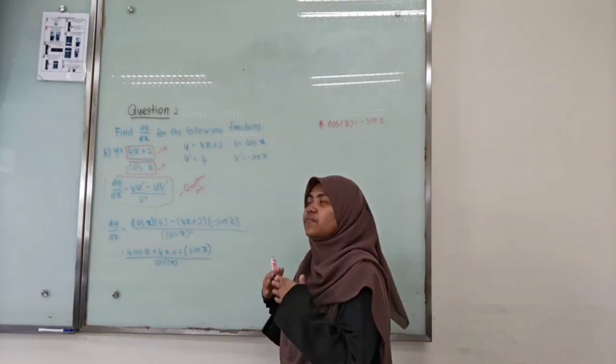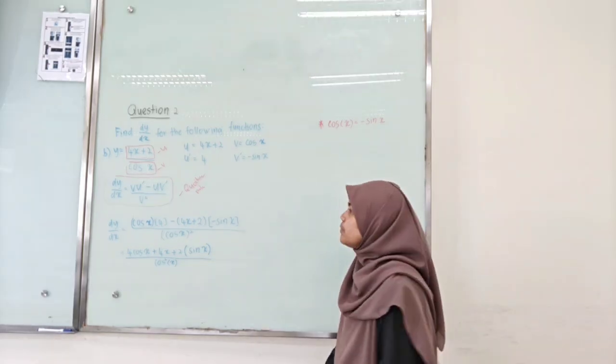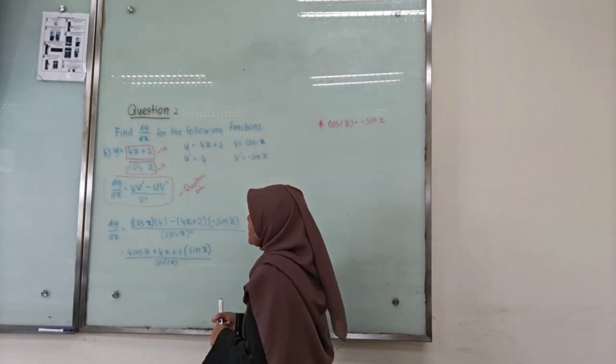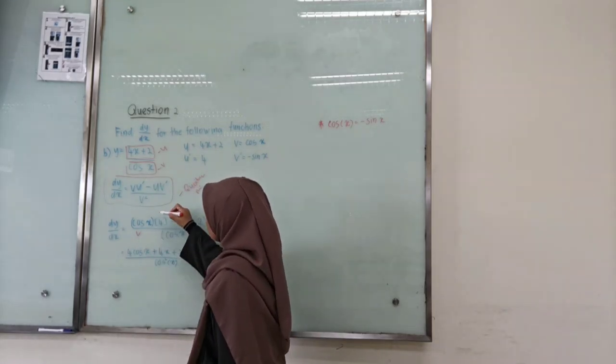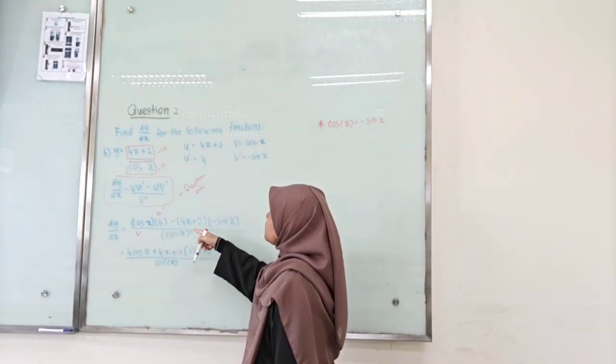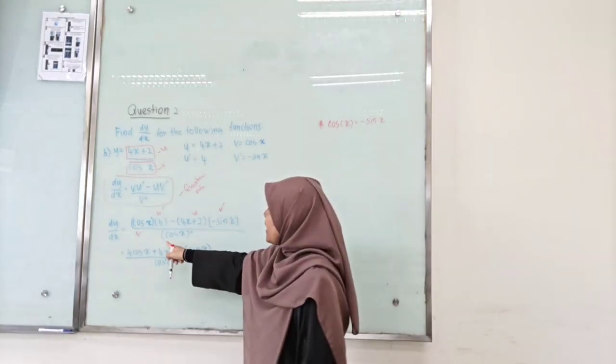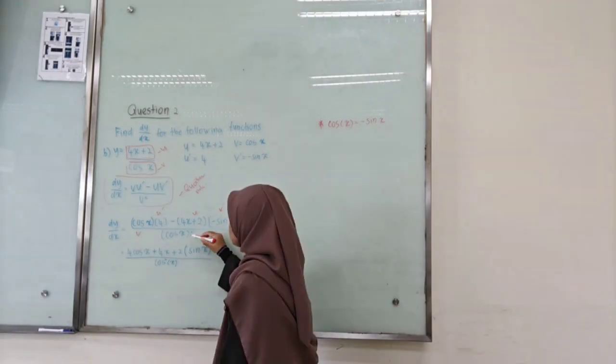Okay, so we have the values. Now we need to substitute them into the formula. So dy over dx, we get cos x, which is the v, times 4, which is the u prime, minus (4x plus 2), which is the u, times negative sine x, which is the v prime, divided by cos x squared, which is the v squared.